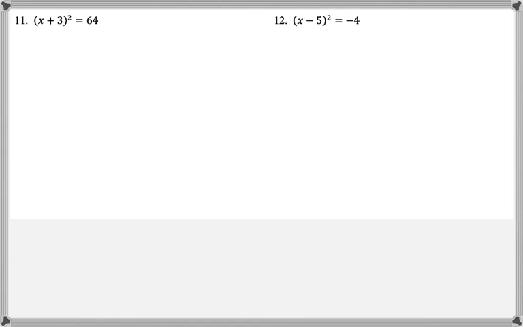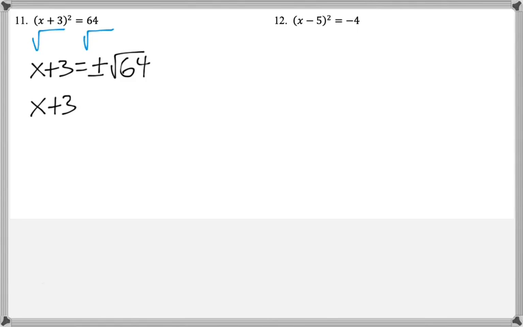On number 11, I'm solving by the square root property. And I don't need to isolate the square term because it's already isolated. So I'm ready to take the square root of both sides, and I get x plus 3 is equal to plus or minus square root of 64. Now, 64 is a perfect square, so that's going to become plus or minus 8.